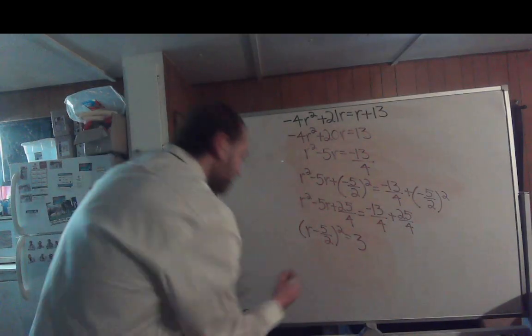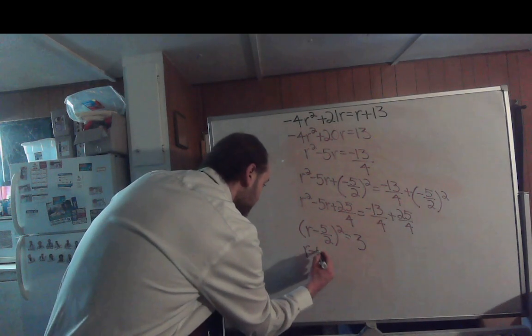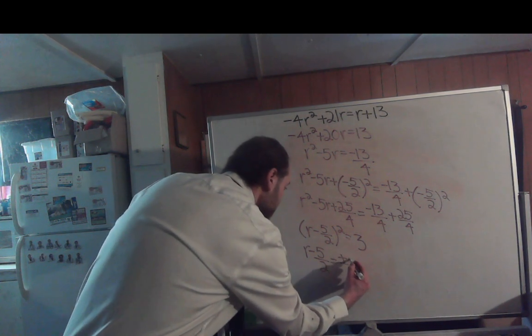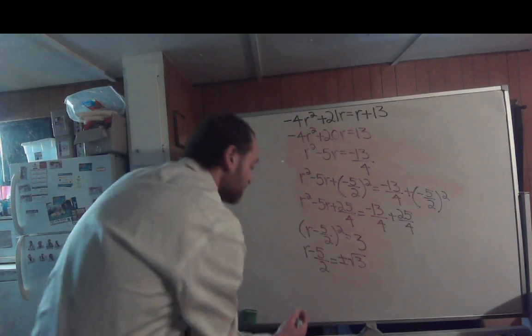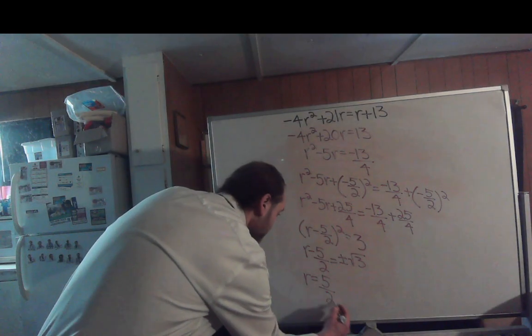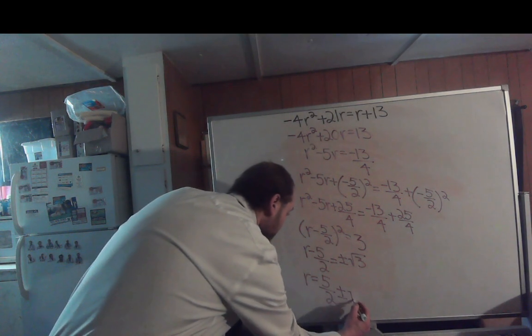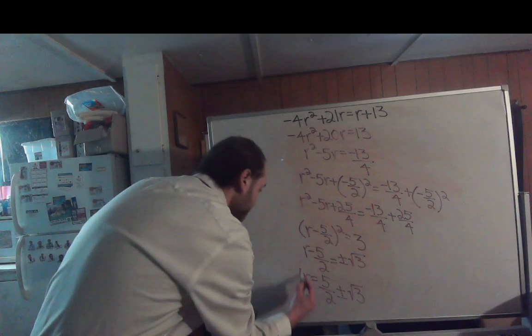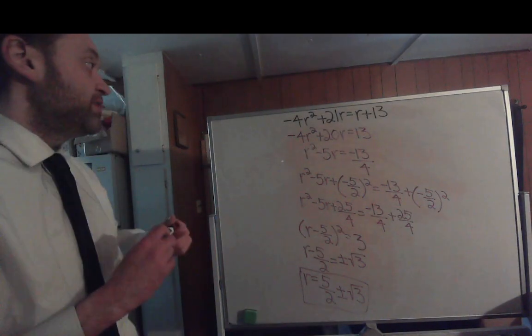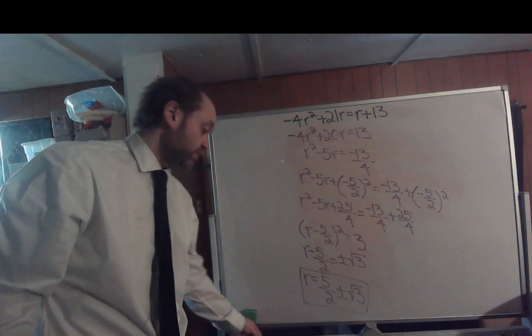So take the square root of both sides, you would get r minus 5 halves would equal plus and minus the square root of 3, which would just give you r equals 5 halves plus and minus the square root of 3. So r equals 5 halves plus and minus the square root of 3.